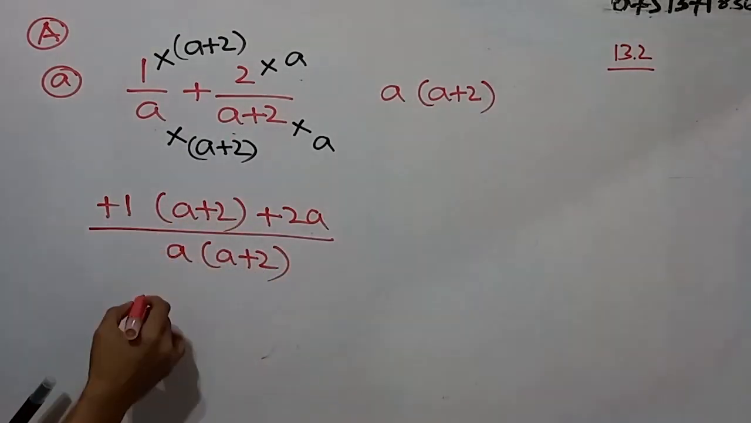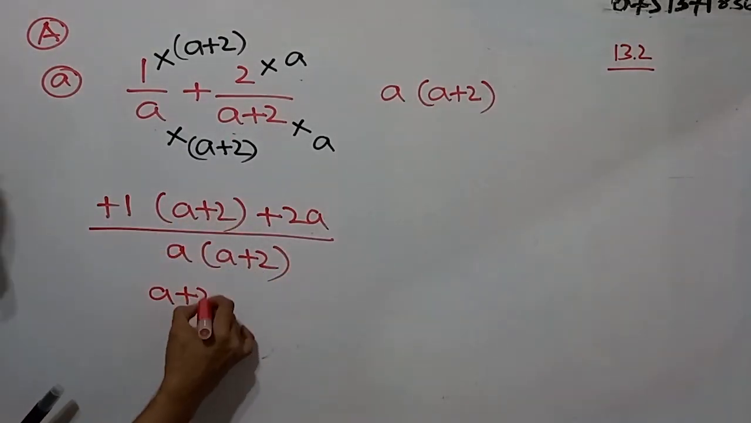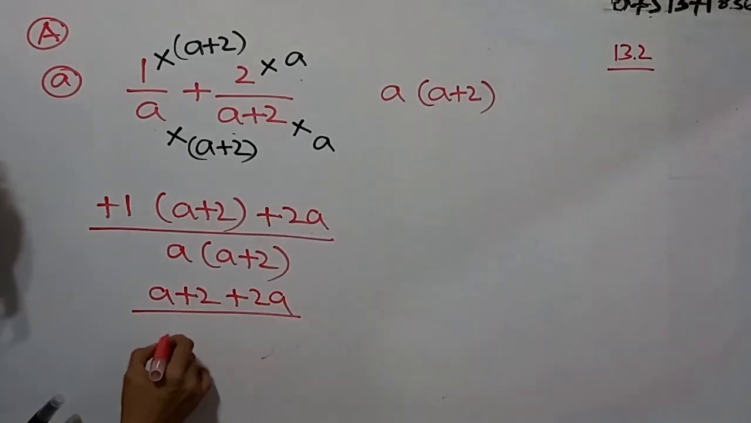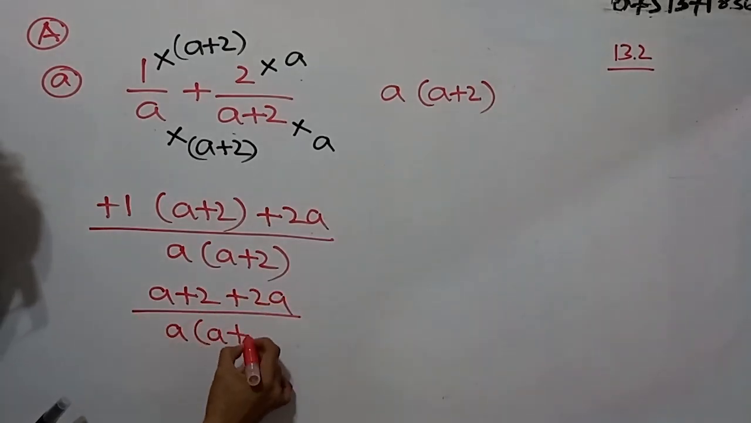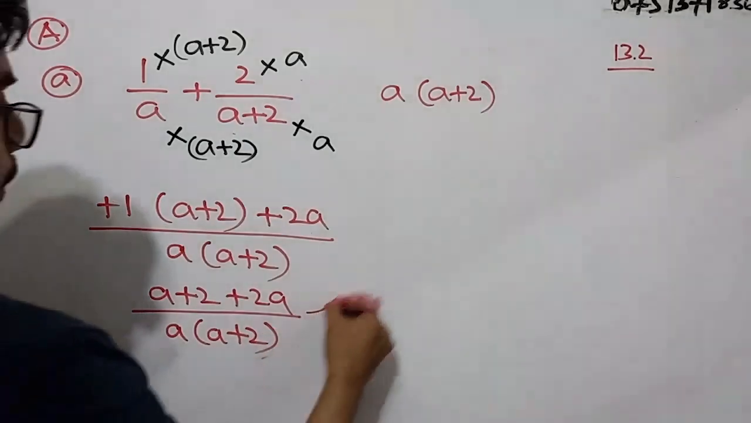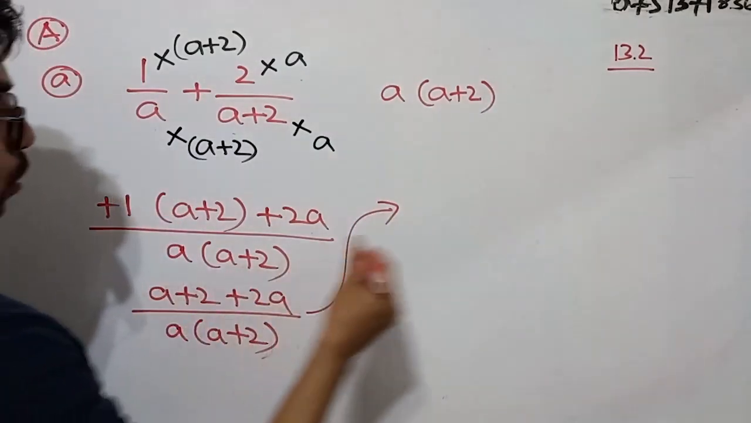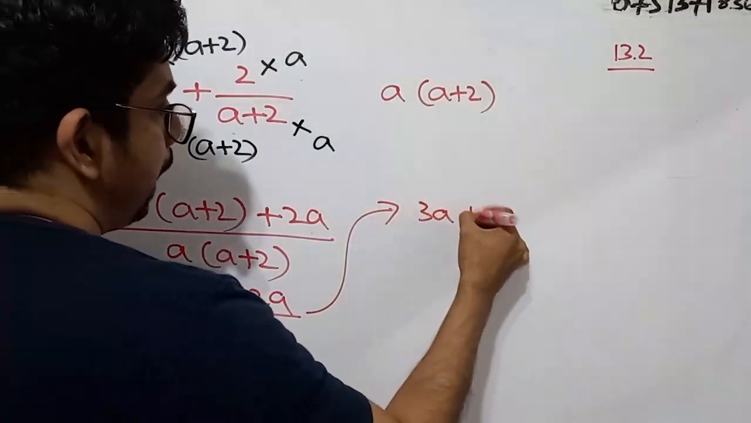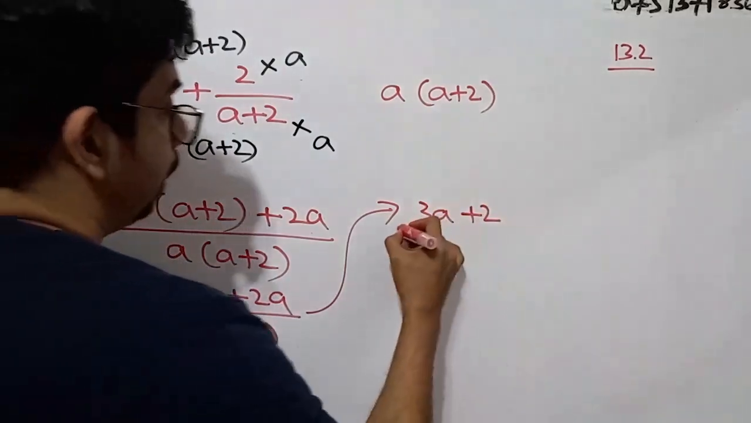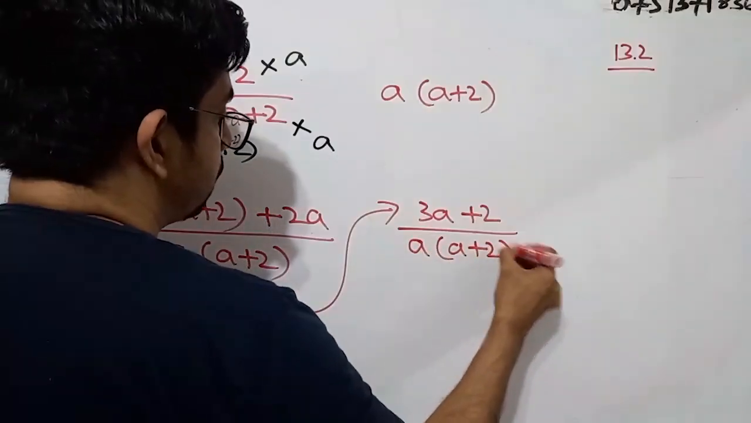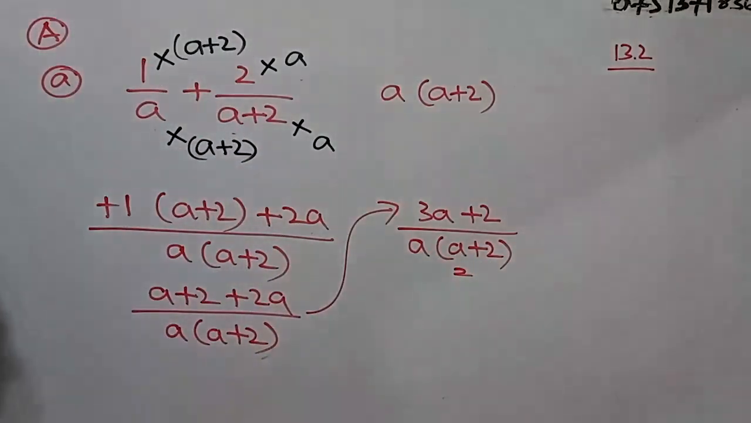Right. So we need to simplify the brackets here. a plus 2 plus 2a. Entire expression divided by a into a plus 2. So I will continue from here. So a and 2a, what is that? 3a plus 2. Entire expression divided by a into a plus 2. So that will be the answer.